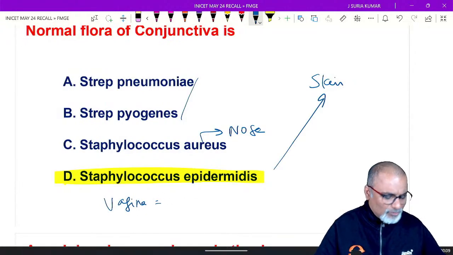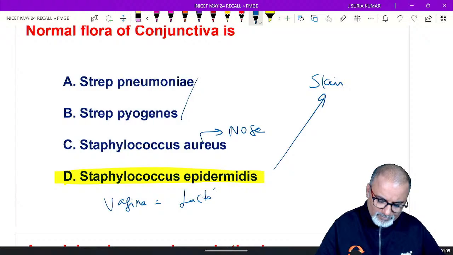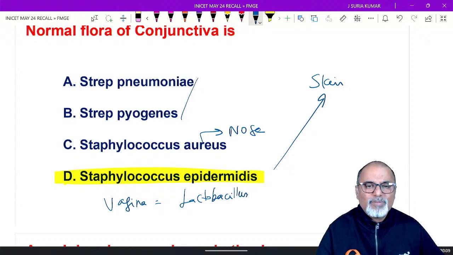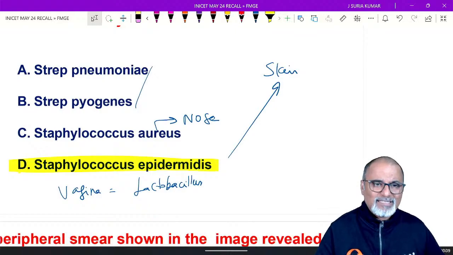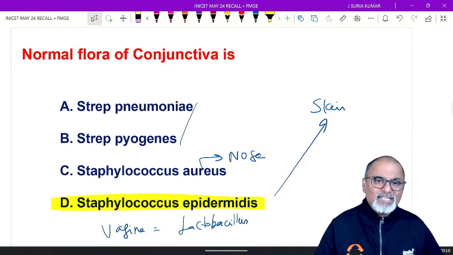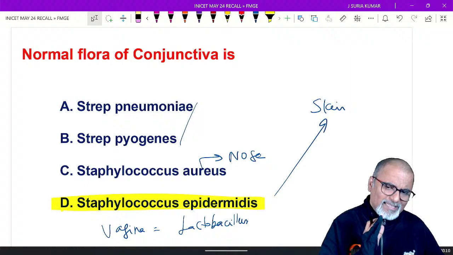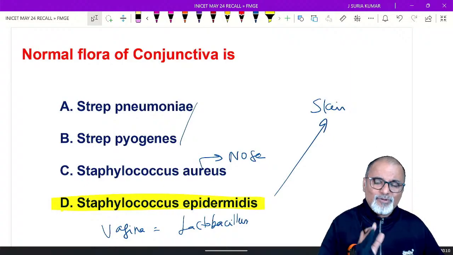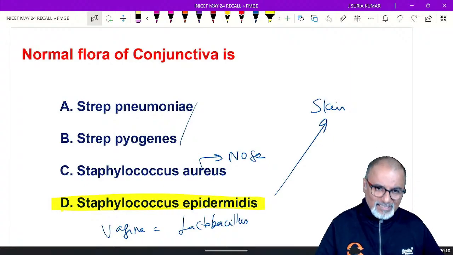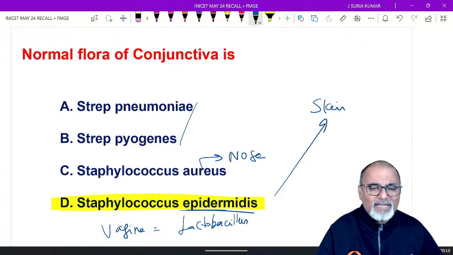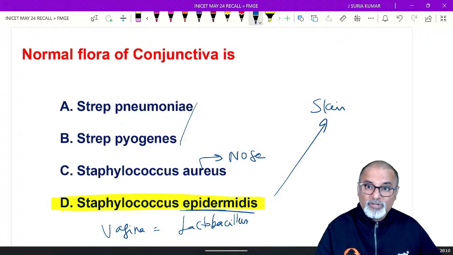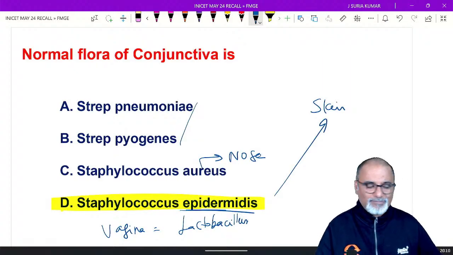In the female genital tract, the vagina, normal flora is Lactobacillus. Throat, Strep viridans. Intestine, Bacteroides, E. coli, like that. So you should know about normal flora. Staphylococcus is also present in the eye, but 80% of the normal flora of conjunctiva is Staphylococcus epidermidis, coagulase negative Staphylococcus. One more, Staphylococcus albus is also present.